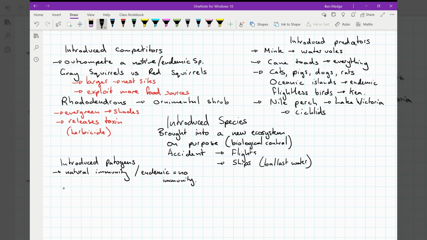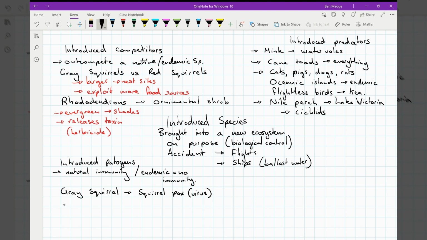So grey squirrels, everyone's favourite squirrel, have something called squirrel pox, which is a virus that the native red squirrels had no immunity against. So even without directly competing against the red squirrel, they could transmit this disease and cause them to die off and just occupy that empty niche.